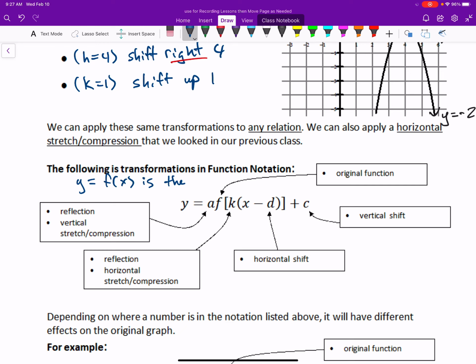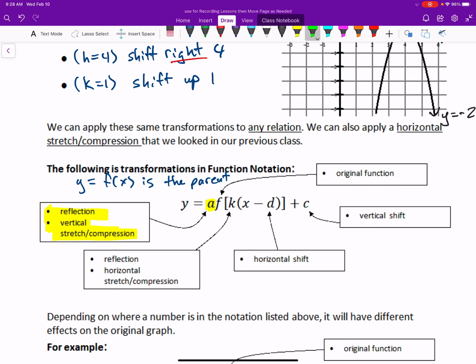Okay? So that's just to represent that it can be any function. Again, depending on where we find our different numbers, we're obviously not going to see the actual letters a, k, d, or c in a function. We're going to see numbers there, and we're going to tell if they're a values depending on where they are. A is going to be found right after the equal sign before anything happens, not inside brackets ever.